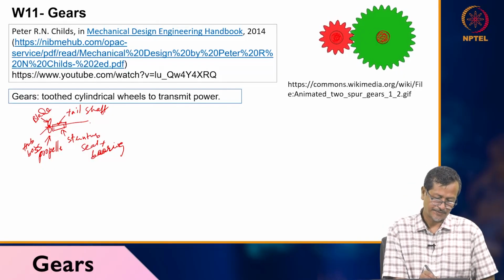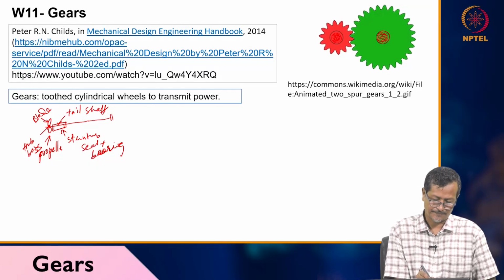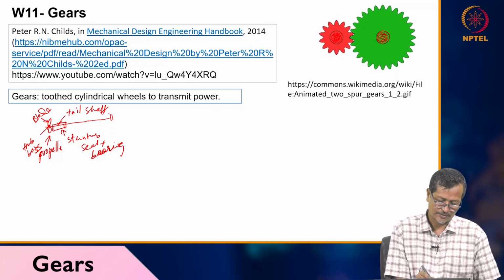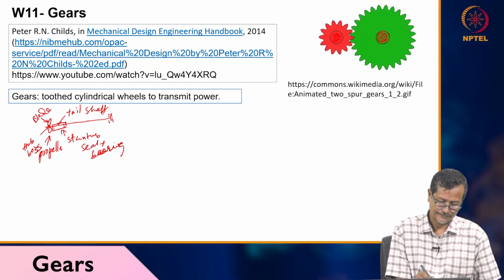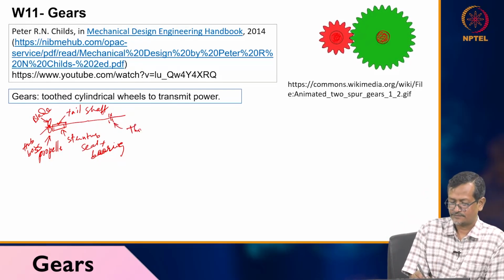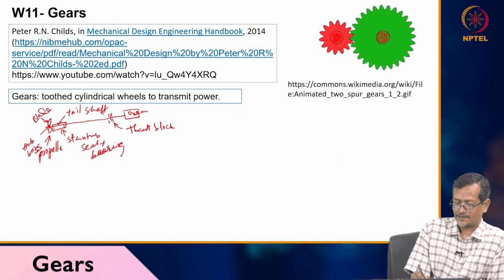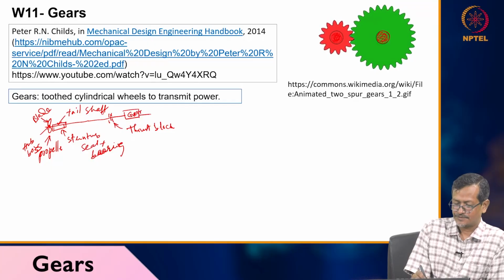Then this tail shaft will be connected to several intermediate shafts. Then there will be one thrust shaft or thrust block. The thrust block will be taking the thrust. Then there will be a gear mechanism. From the gear, there will be another shaft going to the engine.